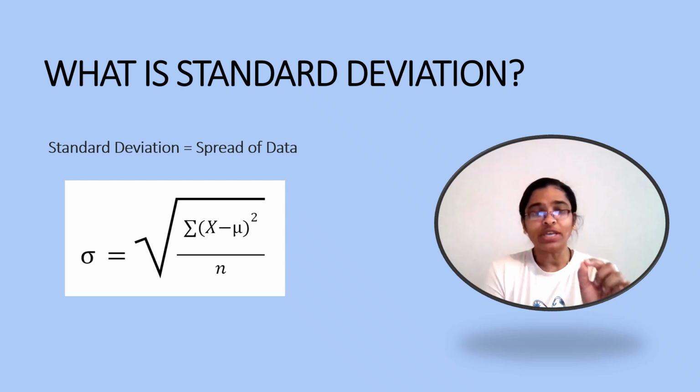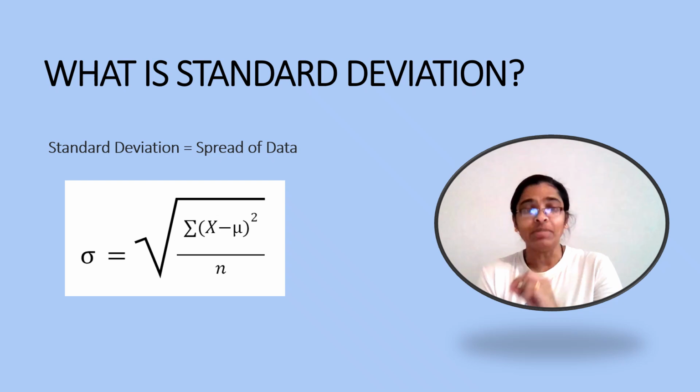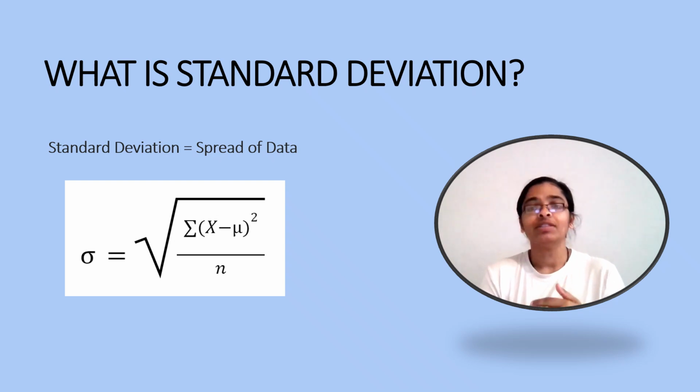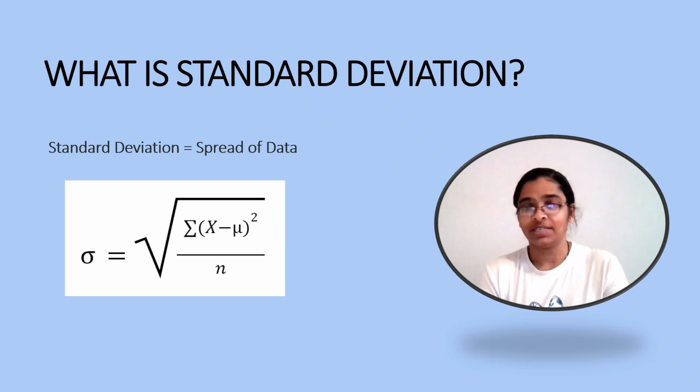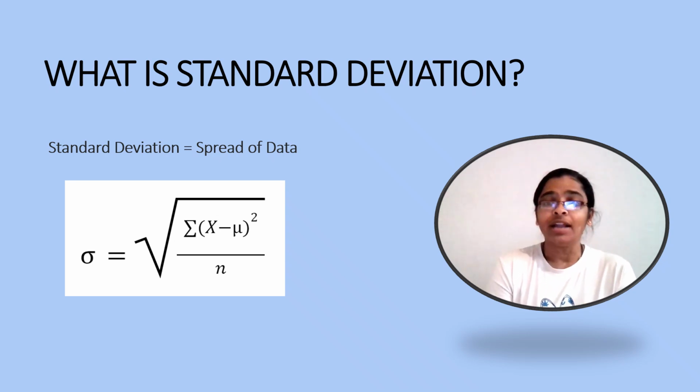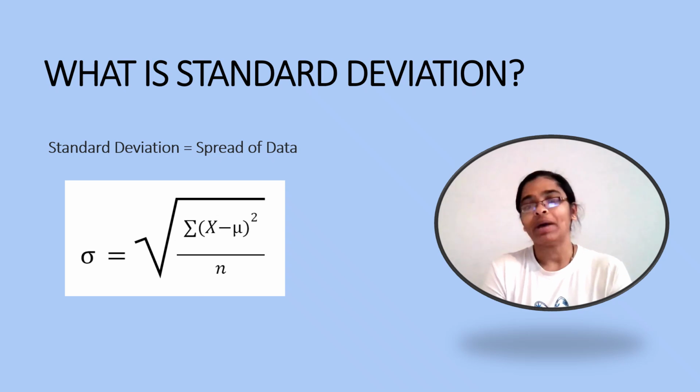As we know, it is given by the formula: standard deviation is equal to the square root of the sum of the squares of individual observations minus the mean, divided by the total number of observations. Now, don't panic about this formula just yet. For paper B, understanding the concept matters more than memorizing every symbol.